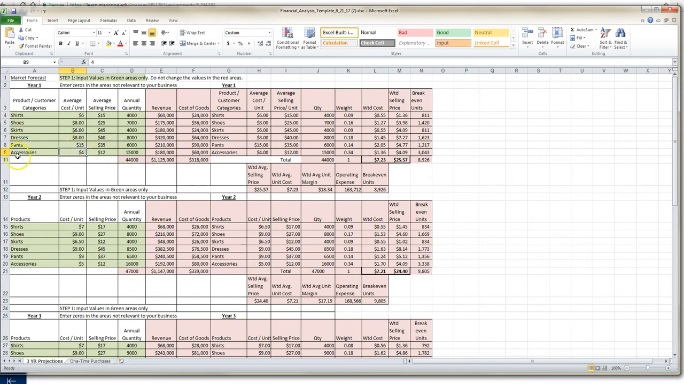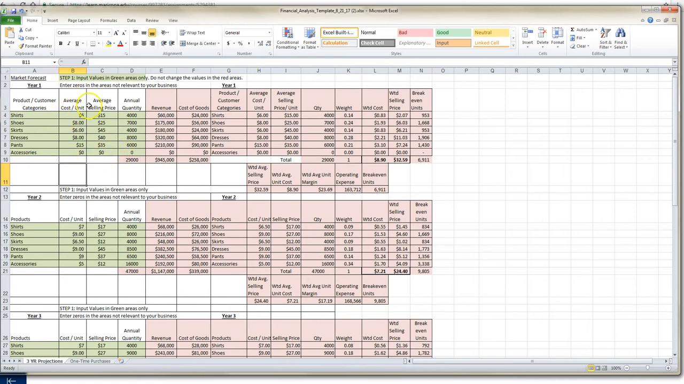So for example, if I didn't have any accessories in my product line, I could make this a 0 and make the selling price a 0 and then the quantity a 0 also, so that this particular line wouldn't have any effect in the analysis. So the only areas that need to be inputted with values are those areas outlined in green.